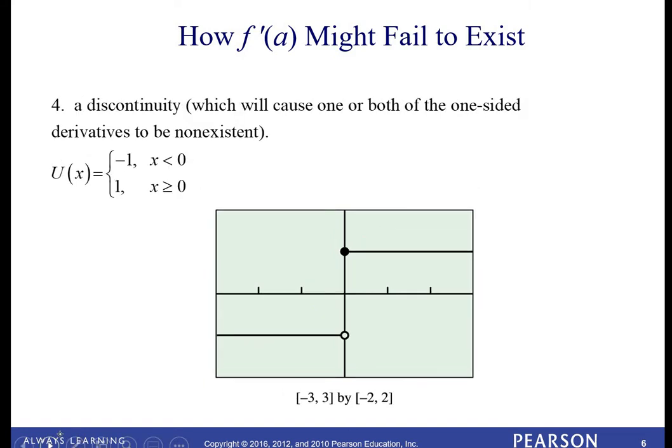And the last case is a discontinuity. So if there's a discontinuity, the slope from one side will not equal the slope from the other side. Well, actually, in this case, the slopes are both 0, but there's a discontinuity, so a derivative cannot exist here. There's a jump. There's a break in the graph itself.